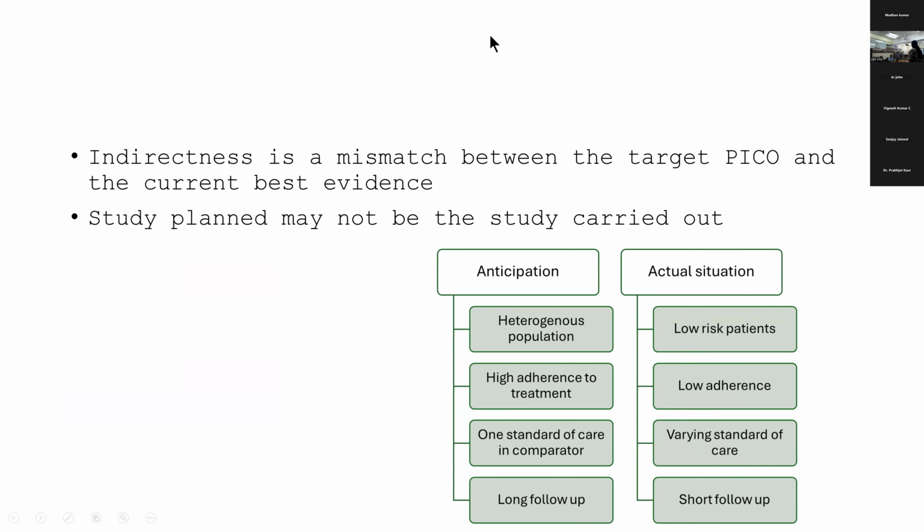You're probably thinking in each of my centers, the standard of care is the same. But then in real life, you might find the standard of care in one setting is very different from the standard of care in another setting. And you might have planned for a long follow-up, but you might have to cut short your trial either because of funding issues or because of a pandemic, like what happened in COVID.